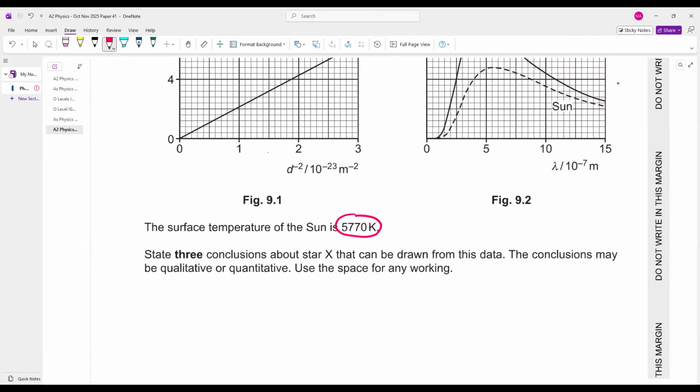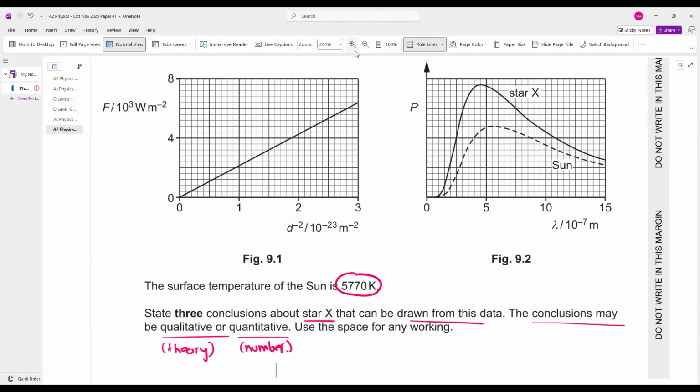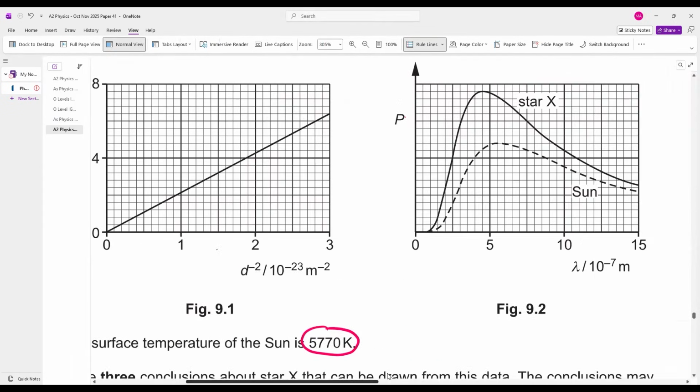State three conclusions about star X that can be drawn from this data. The conclusions may be quantitative or qualitative. So we have to give three conclusions about star X. Conclusions can be qualitative and quantitative. Always remember, qualitative conclusions are theory based and quantitative conclusions are number based.